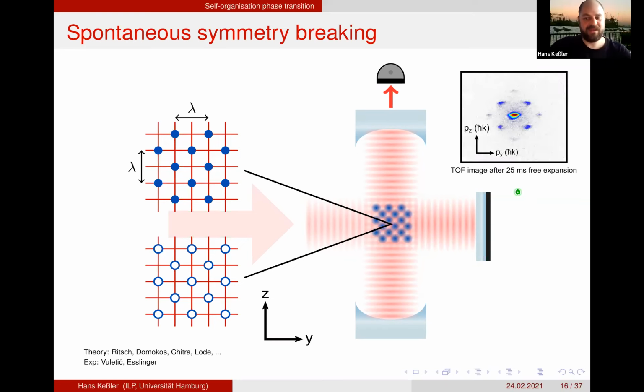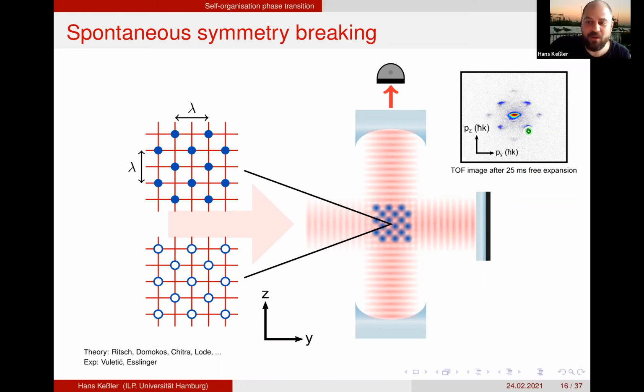From our time-of-flight images, the self-ordered phase would look like this. We populate the ±1, ±1 ħk modes. These four modes account for the lambda periodicity of our system, so for the checkerboard lattice structure.